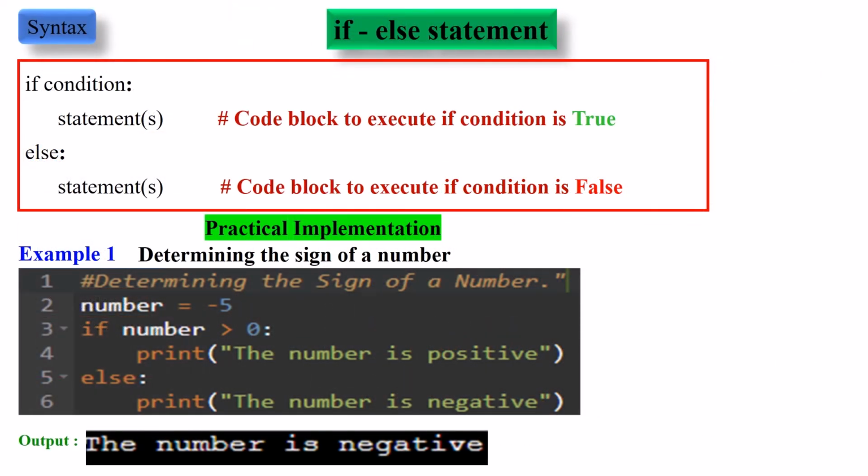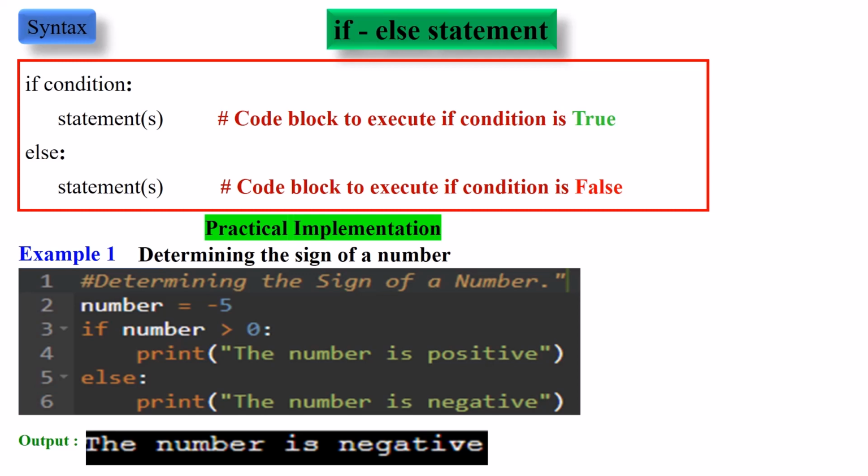The second type of conditional statement, called if-else, provides two possibilities. The condition is an expression that evaluates to either true or false. If the condition is true, then the code block under the if statement will be executed, otherwise, the code block under the else statement will be executed.